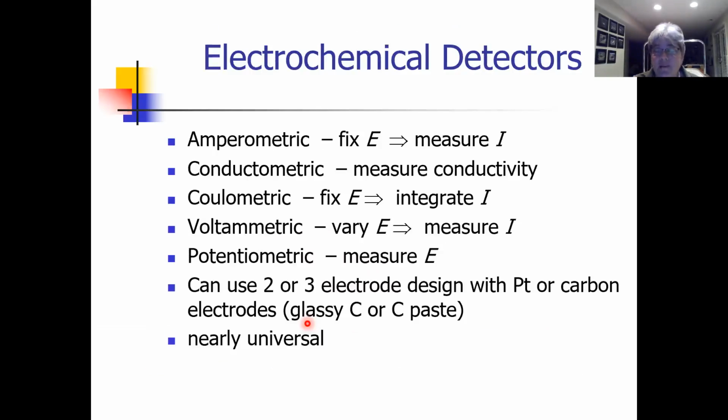Now, we have talked about some of these. Notice one way would be to measure potential. We talked about coulometry, where we apply a potential and then measure I, or integrate I. One of the most common detectors uses what we call amperometric. This is where we have a fixed potential and then we measure current. And we can use either 2 or 3 electrodes, depending if we need to maintain that potential or not.